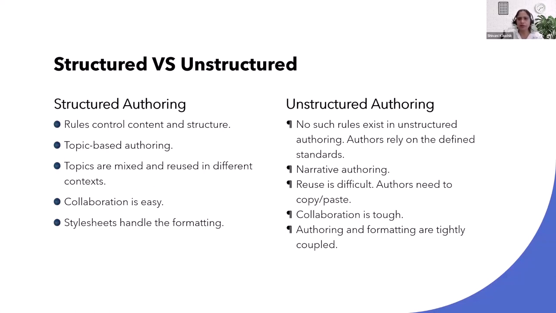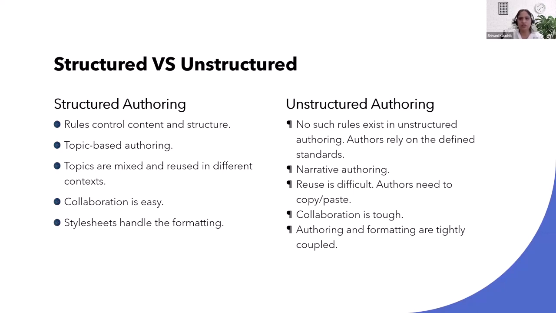In structured authoring, rules control content and structure. We can set up various authoring rules. We have Schematron and taxonomies that control the content, resulting in fewer human errors and consistent documentation. Also, the content becomes highly searchable due to robust metadata capabilities. In unstructured authoring, no such rule exists. Authors rely on the defined standards, and searching content is difficult because it is tied to the layout.